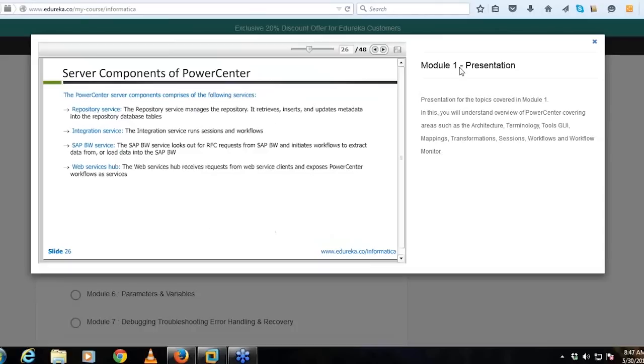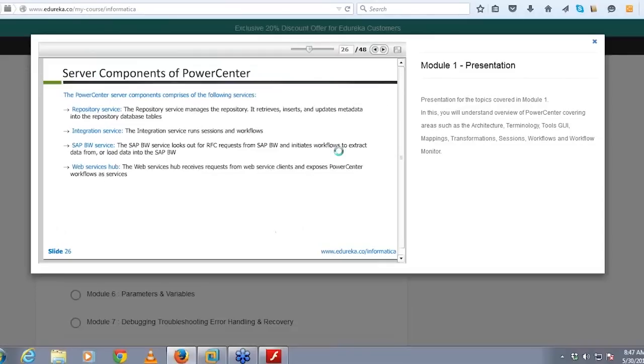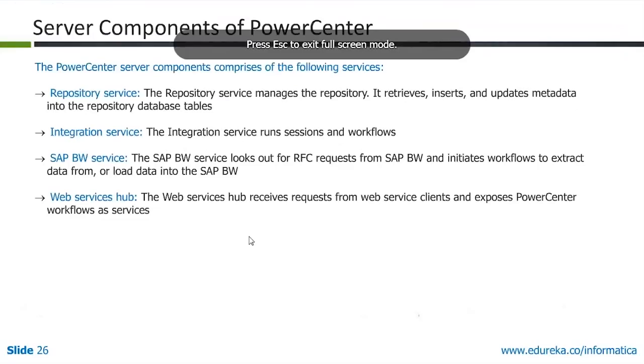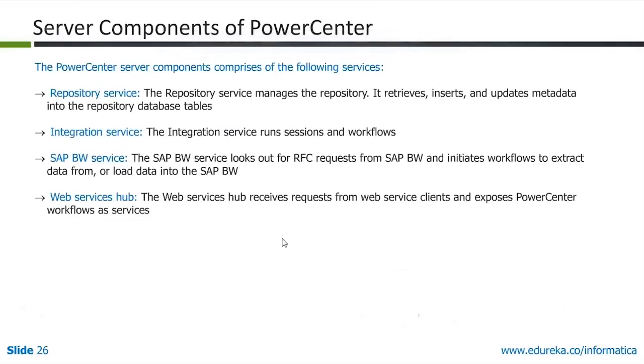Okay, let us move to the next slides. As I was saying, these are the PowerCenter server components: the Repository Service and the Integration Service. They are the mandatory server components to be present in PowerCenter. Unless both of them are present, you will not be able to perform the ETL activity. Then the SAP BW Service and the Web Services Hub are optional services available in Informatica PowerCenter.